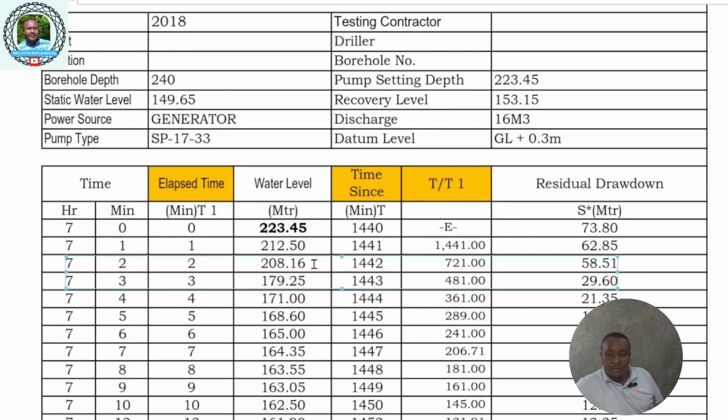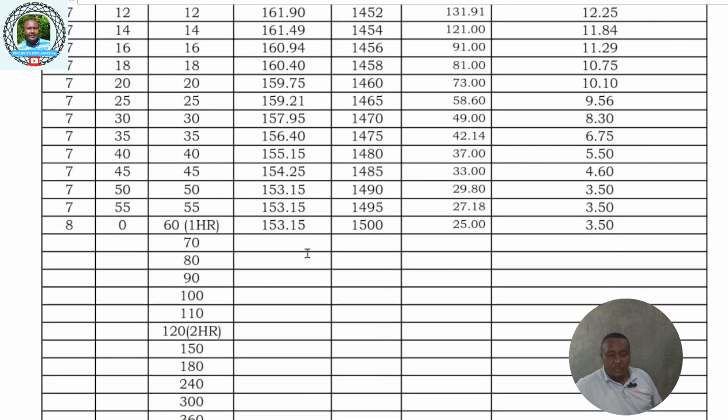Now the residual drawdown is coming up, which is here. So at an hour, the borehole had recovered to 153.15. So that is test pumping. You've done the test pumping and recovery. And if you have noted, all this information was in the borehole completion record.